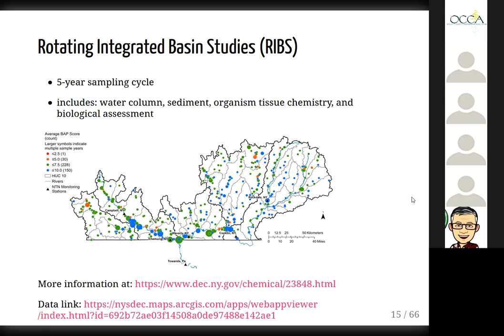So you can see all the dots on the map. The larger dots represent multiple sampling years. So you can see on the main stem of the Chemung River on the left and the Susquehanna on the right, we have a lot of sampling over the 20-year period. And this data is available on DEC's website and on an ArcGIS viewer.